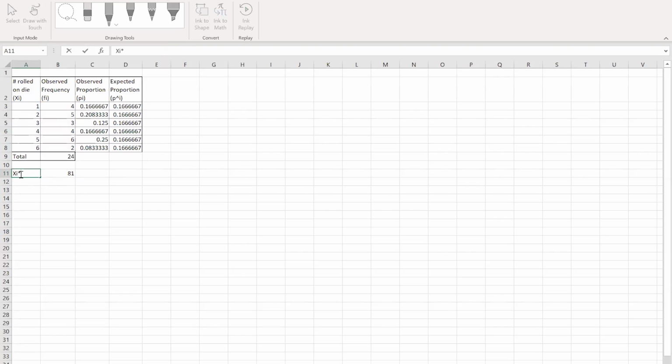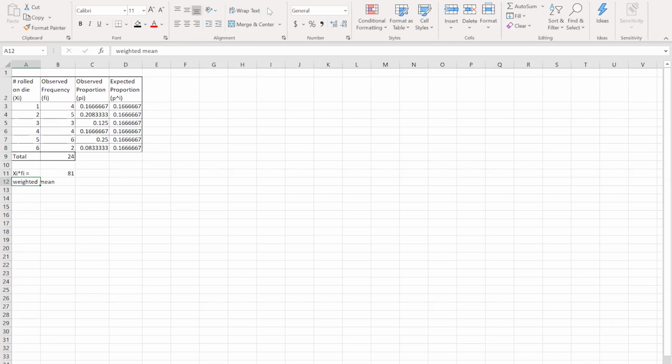Xi times fi is equal to that. And then our weighted mean is equal to that divided by the total.